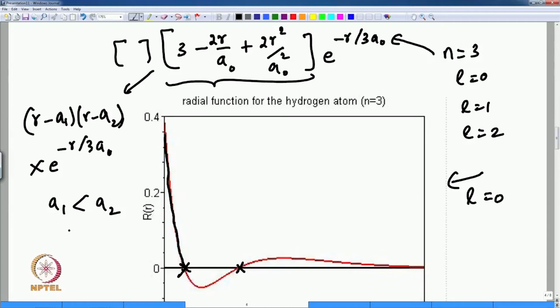Between the first and the second root, because r is greater than a1 but less than a2, this product is negative, the function is negative, but it is also multiplied by e to the minus r by 3 a naught. And for r greater than a2, this is positive, so the function tends to increase as r square. However, e to the minus r by 3 a naught eventually brings it down to 0. Okay. So it has two roots, called nodes.